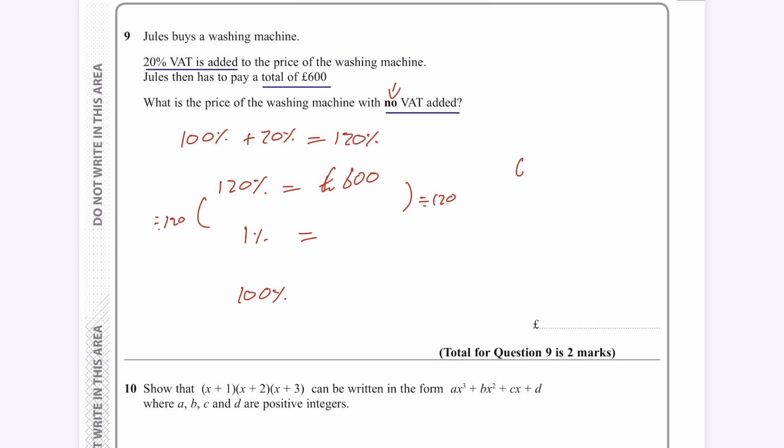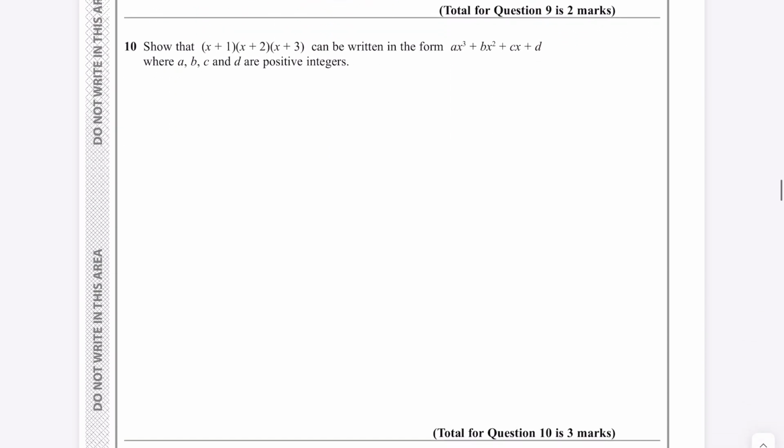120. So that's 600 divided by 120. We can cancel the zeros out, so we're left with 60 divided by 12. So that's going to be 5. But if 1% is 5, then to go to 100% times it by 100. So that then becomes 500. So that is 500. Next question.